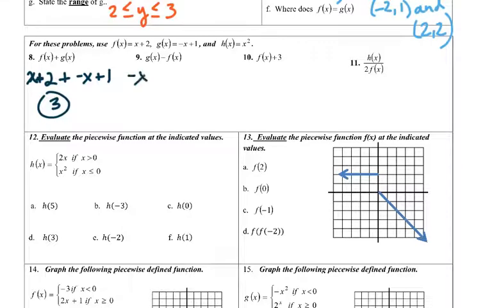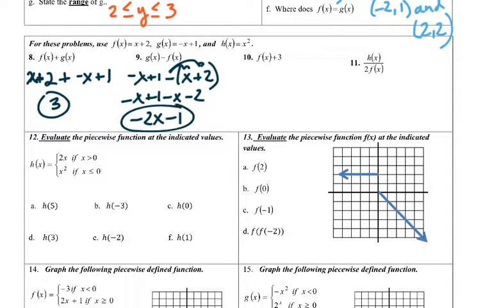G of x, negative x plus 1, minus f of x. Right? And we'd have to distribute. So negative x plus 1 minus x minus 2. What do I get? Negative 2x minus 1. F of x plus 3. Well, sure. X plus 2 plus 3. X plus 5. So nice, right?